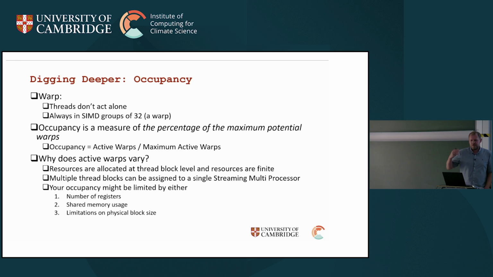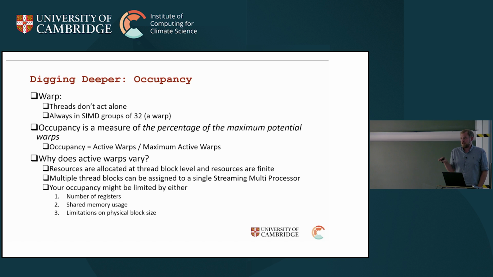So I'm going to dive into this a little bit deeper because this is a really important point, this idea of oversubscription. One of the ways you can think about oversubscription is via a metric that's quite often used when talking about GPUs called occupancy. Occupancy is the measure of the percentage of the maximum potential warps. That's a real mouthful. So it's basically active warps over the maximum active warps. Oh, I haven't told you what a warp is yet.